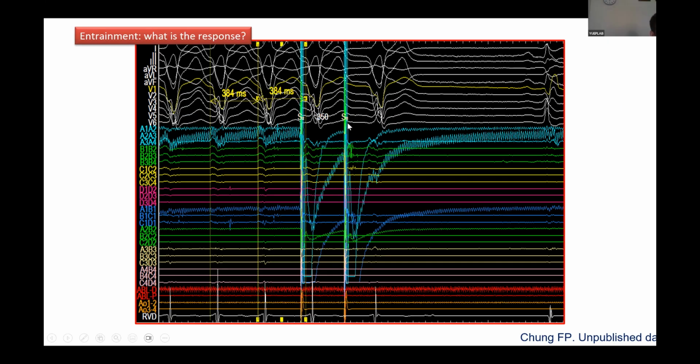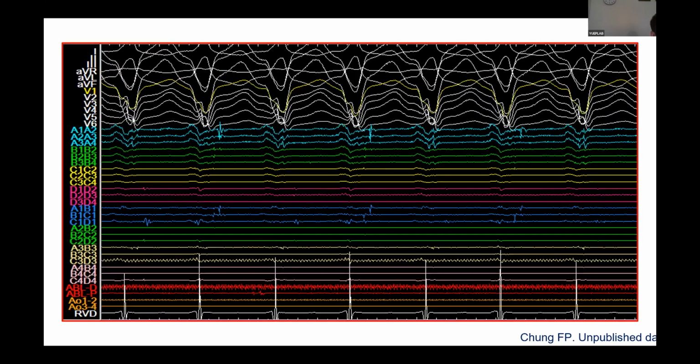And you could also appreciate this local capture did not terminate the VT, but this local capture had the global capture, but also brings almost a similar morphology to your tachy. However, when we look at this one, actually we are pacing at the site with the adjacent bystander. You could appreciate this is a 2-to-1 conduction.